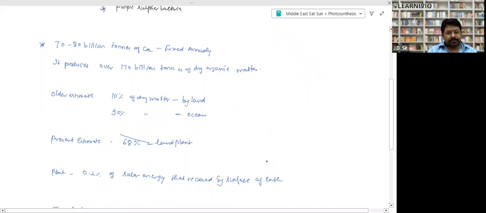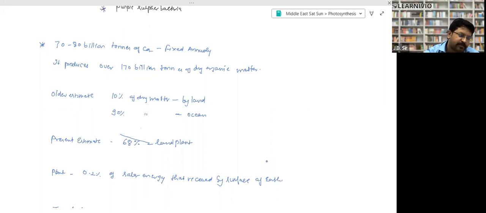There are some factual things. 70 to 80 billion tons of carbon dioxide is fixed annually. Every year in the environment, 70 to 80 billion tons of carbon dioxide is fixed by plants, both marine as well as terrestrial. It produces over 170 billion tons of dry organic matter, right? So 170 billion tons of dry organic matter is plant material.